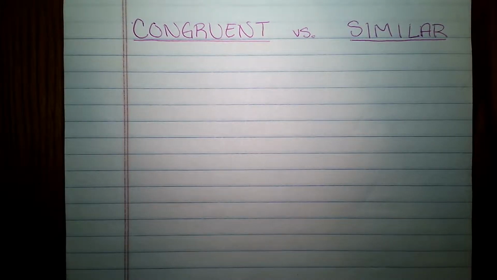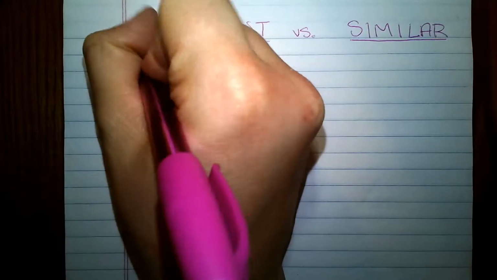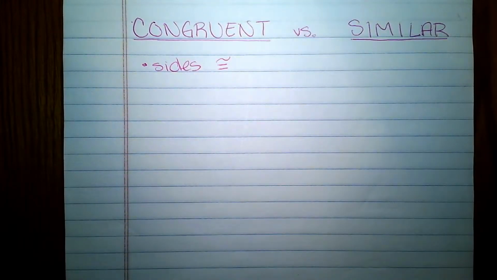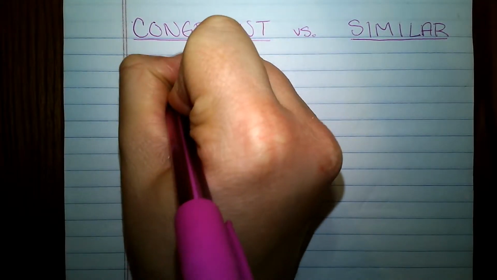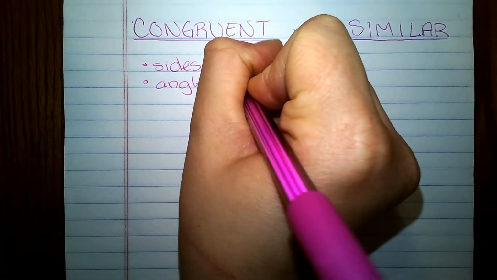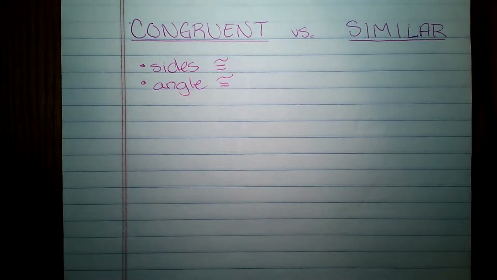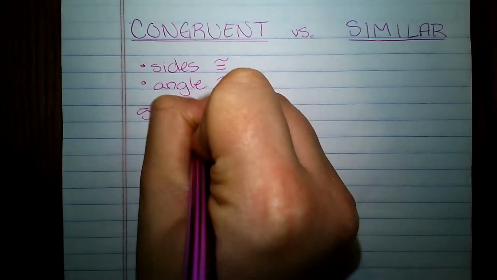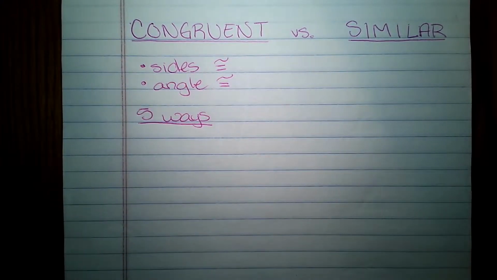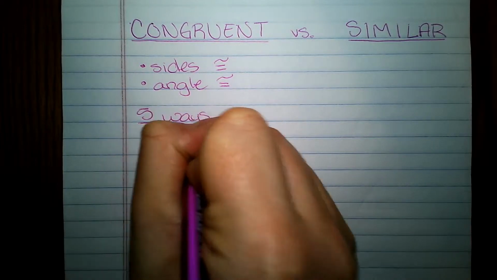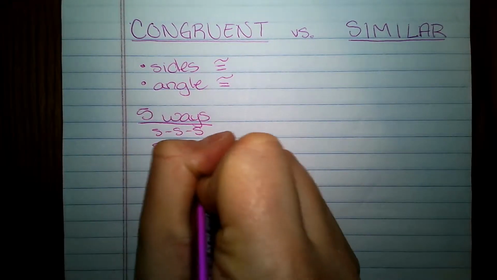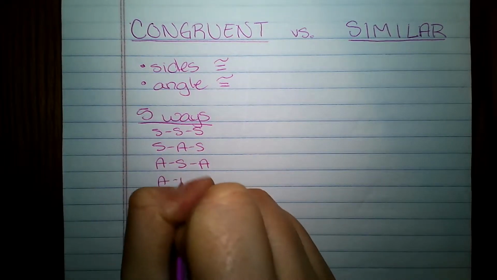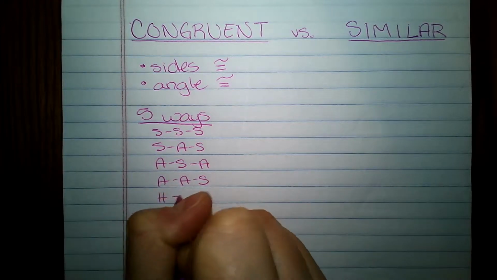So to rewind, congruent triangles mean every side is congruent and every angle is congruent. There are 5 ways to tell if two triangles are congruent. And those 5 ways, using the abbreviations, are side-side-side, side-angle-side, angle-side-angle, angle-angle-side, and hypotenuse-leg.